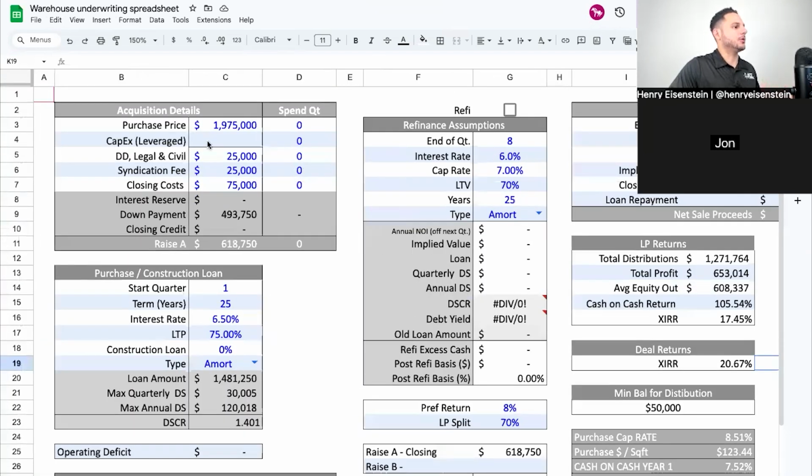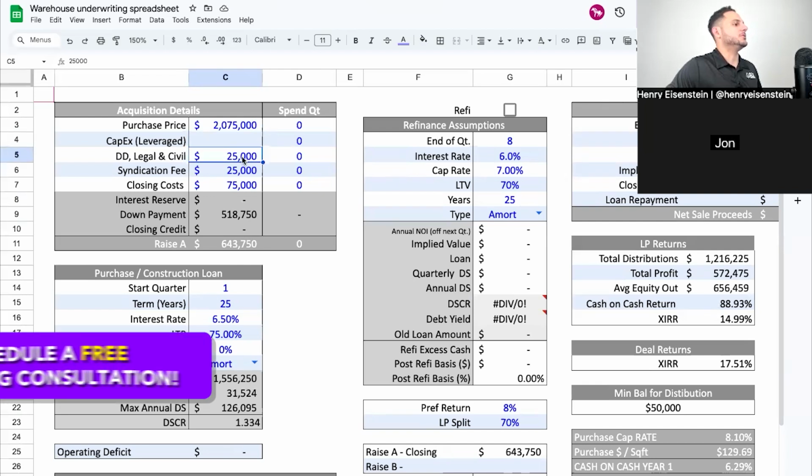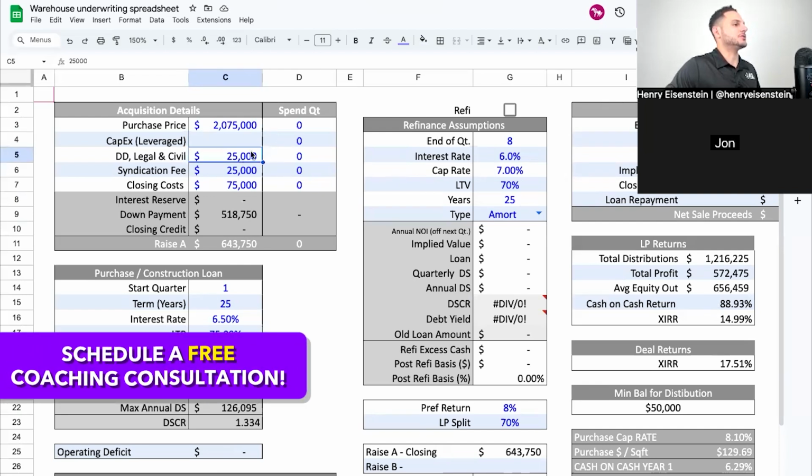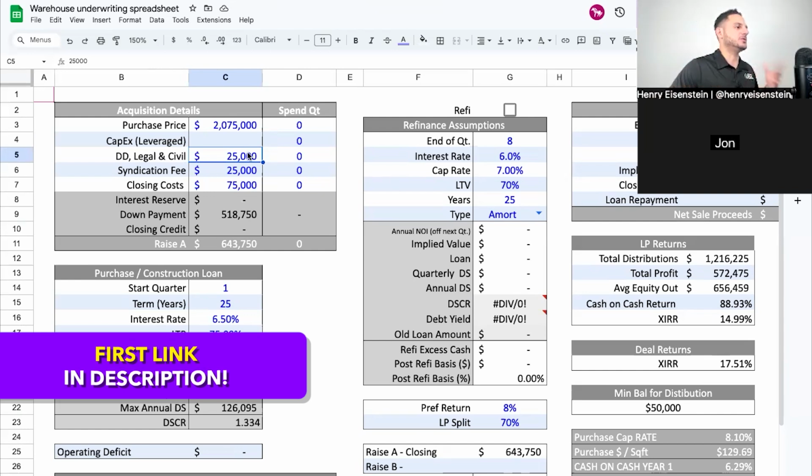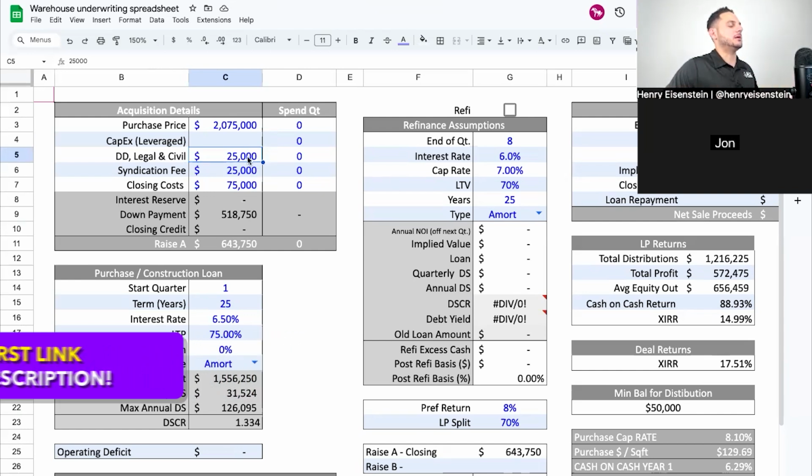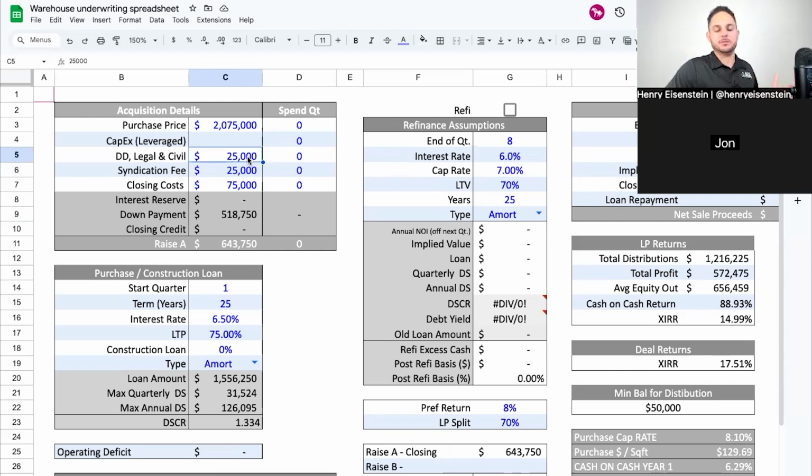Top left-hand corner, it's all about price and when you're coming to the closing table. So purchase price on this property right now is $2,075,000, the exact number that I'm working on. I'm having to renegotiate a little bit. Due diligence, legal, civil, this is sort of like, if you think about it in a residential lens, it's your attorney fees, your inspection fees, anything that goes into getting the quote, final documentations or certifications to close. That's what this is.